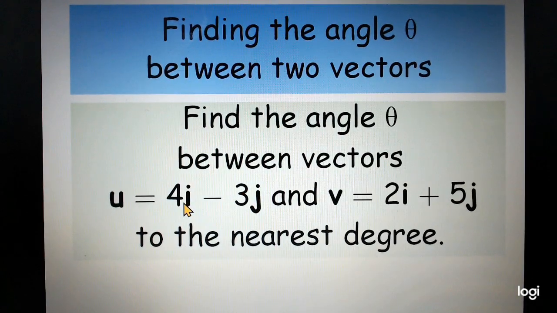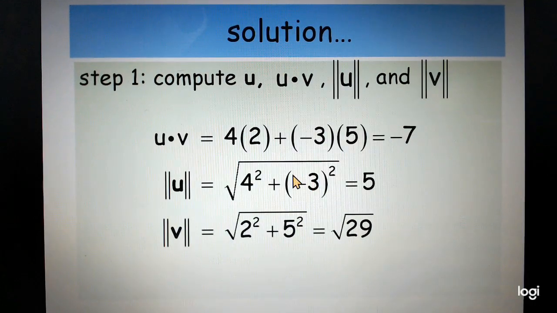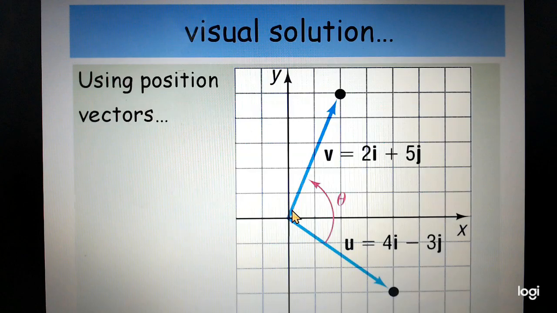Okay, the magnitude of u, well, again, go back and look at what u is. U is 4i minus 3j. So the magnitude of u would be 4 squared plus -3 squared under radical, and the magnitude of v would be 2 squared plus 5 squared under radical. And you can see we work these out and get 5 and radical 29. Now all we do is we put them into the formula.